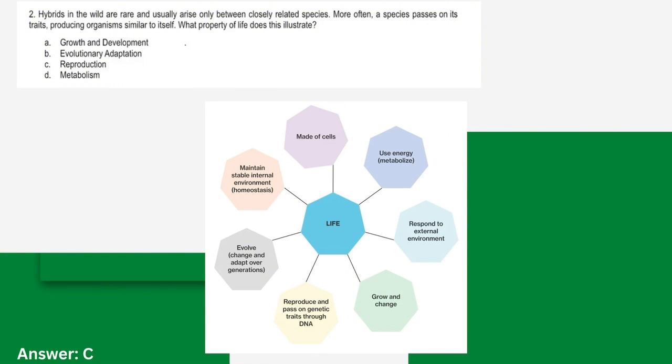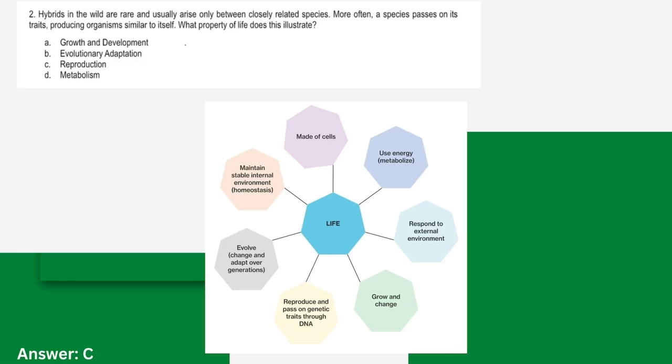Hybrids in the wild are rare and usually arise only between closely related species. More often, a species passes on its traits, producing organisms similar to itself. What property of life does this illustrate? Now, from the question, let us get some keywords: passing on traits and producing organisms similar to itself. Okay, so the choices will be growth and development, evolutionary adaptation, reproduction, and metabolism.